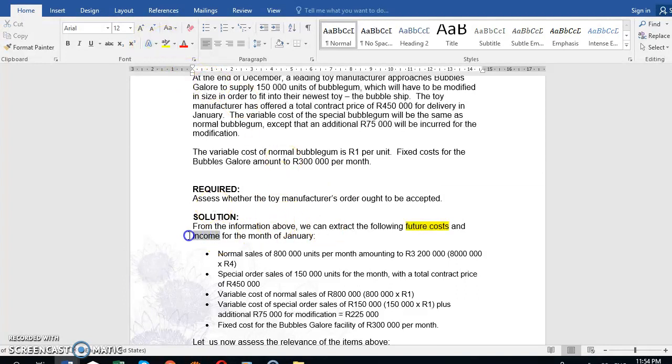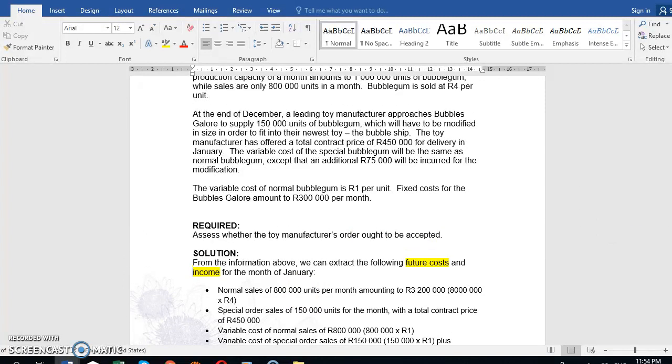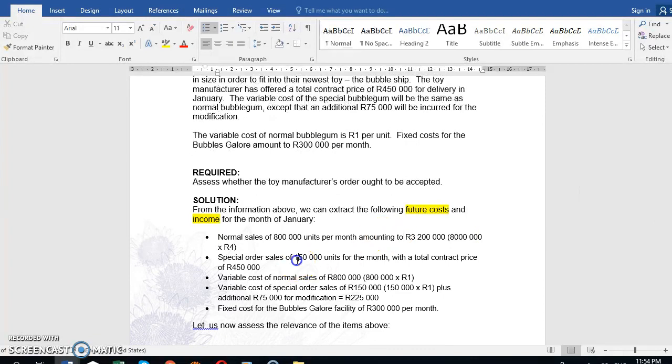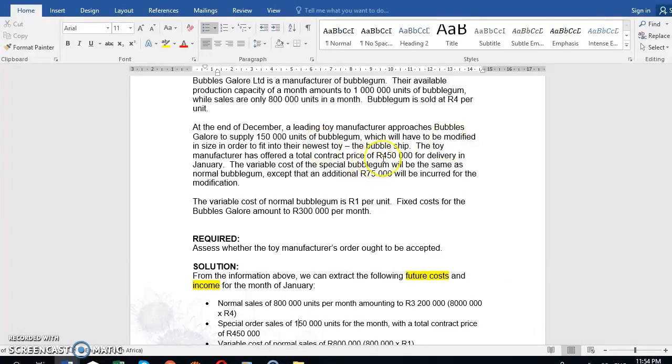Cost and income. If it's not future, it's already irrelevant. So first thing we see is that normal sales will be 800,000 units per month, which amounts to 3.2 million. So 800,000 units, and they told us that at 4 rand per unit, that's 3.2 million. The special order is going to be 150,000 units, and they're telling us that they're going to pay 450,000 rand.